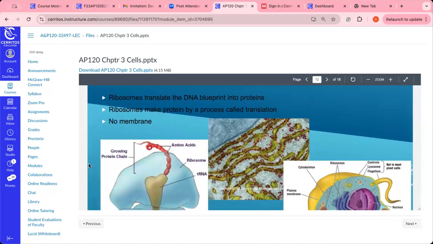Ribosomes translate the DNA blueprint into proteins. Ribosomes make protein by a process called translation, and they don't have a membrane.